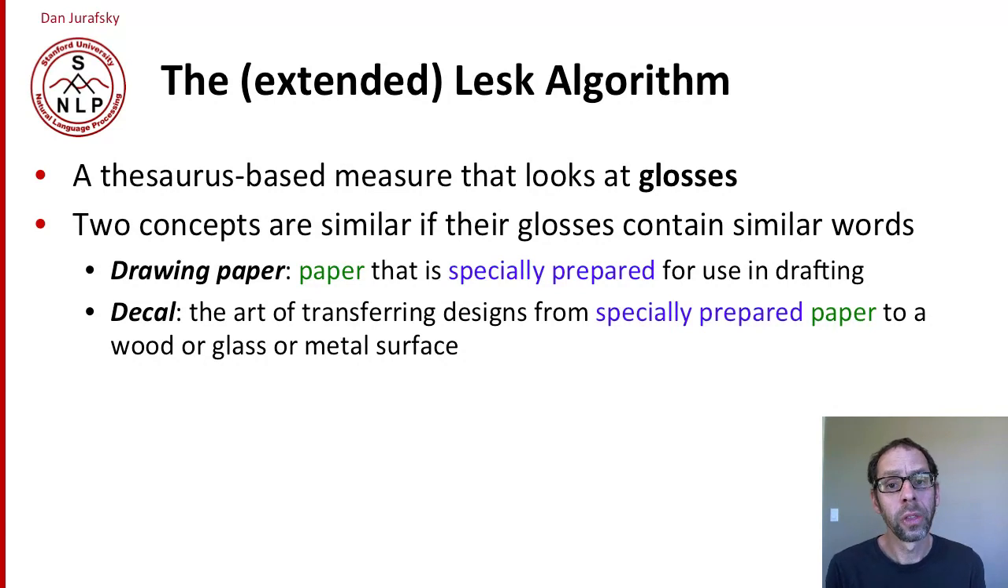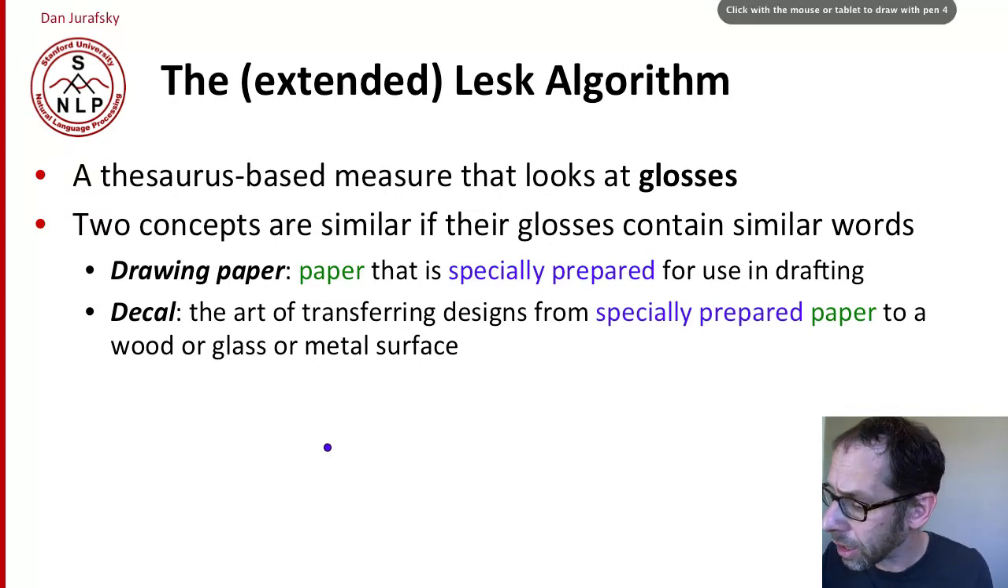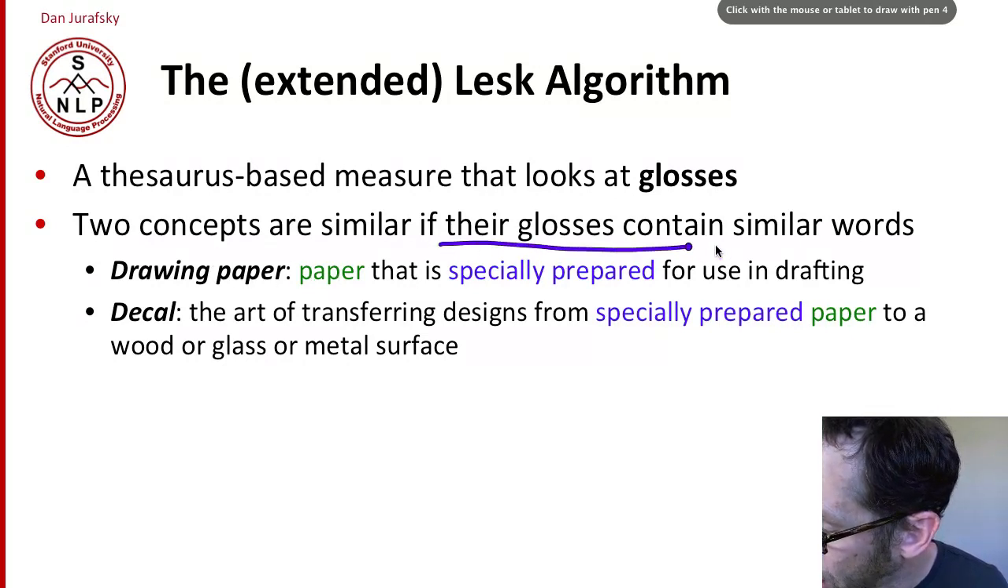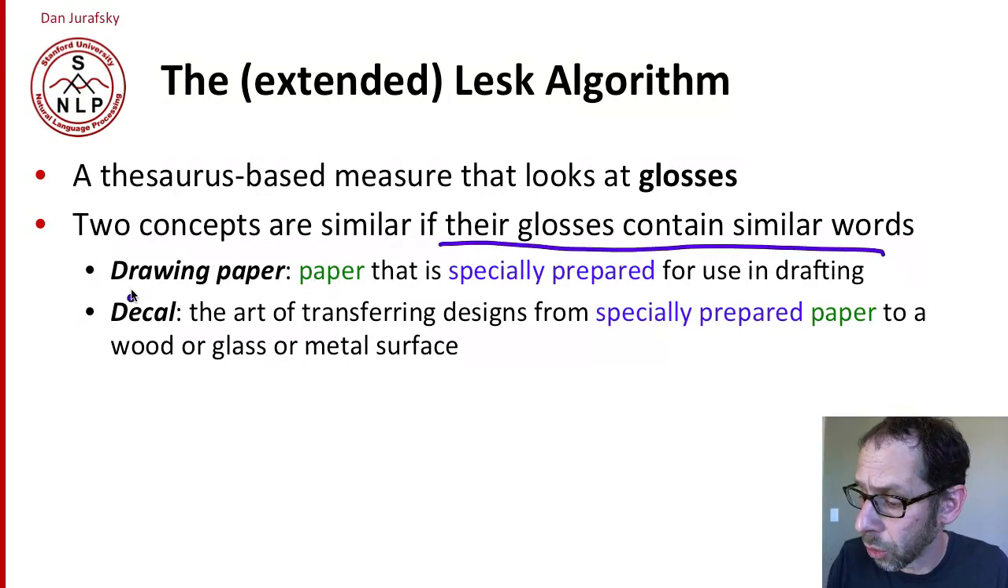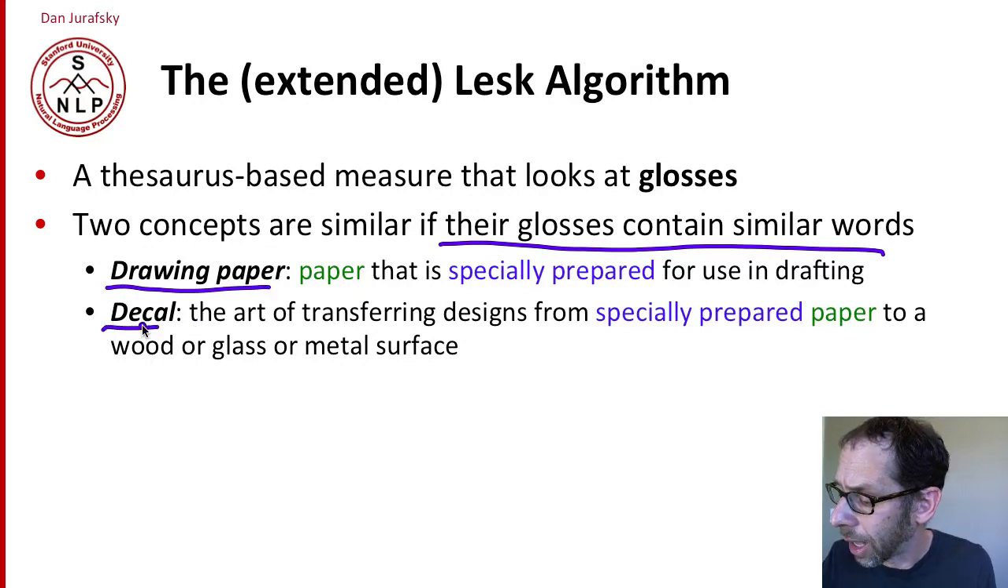Now a final thesaurus-based similarity metric is called the Lesk algorithm, after Michael Lesk, who invented it. It's often called Lesk or extended Lesk. And this method, instead of using the hierarchy, looks at the glosses of the words in the dictionary or thesaurus. And the intuition is that two concepts are similar if their glosses contain similar words. So the two WordNet words, drawing paper and decal, have lots of similar words.